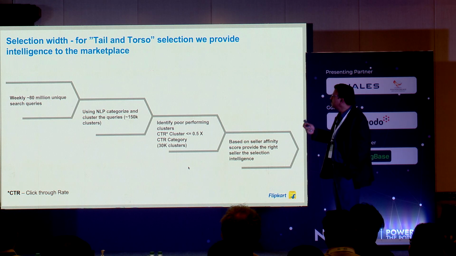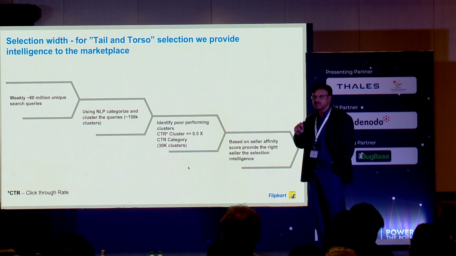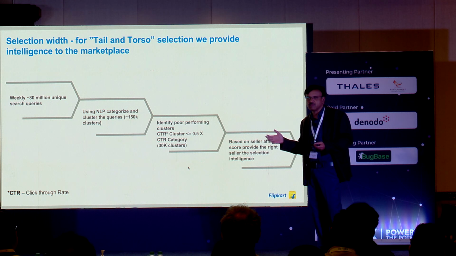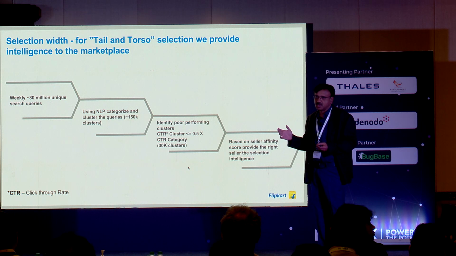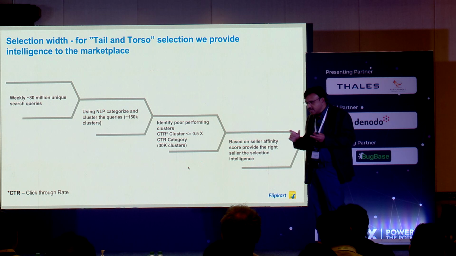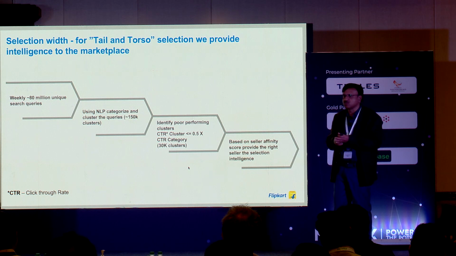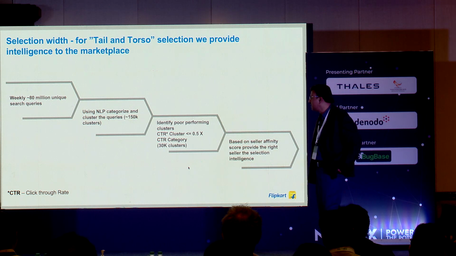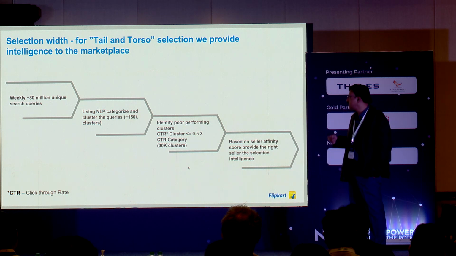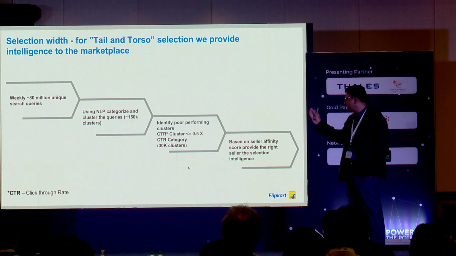So how do you build for width at scale? Everywhere here, the point you have to remember is you have 150 million products, you have 2 billion visits, and so on and so forth. So anything that is built has to be systemically built, rather than, this can't be done through any manual analysis. So we get around 80 million search queries in a week. One of the things we do is natural language processing to categorize the cluster of queries. Let us say there are 150K clusters, approximately 150 to 200K.